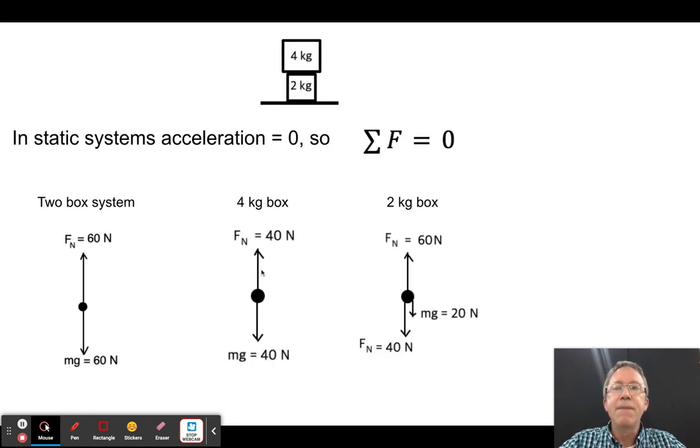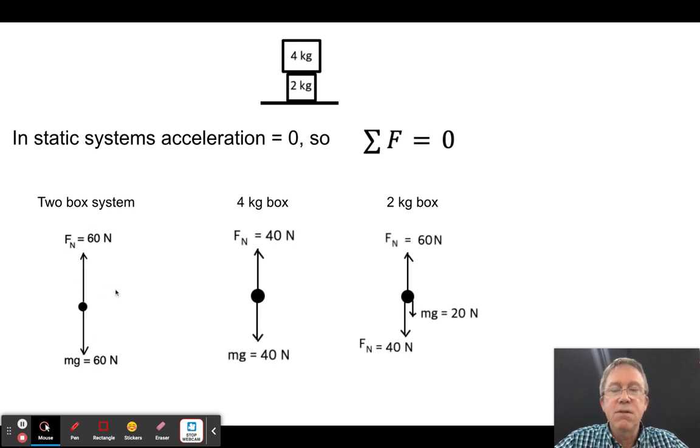So let's just try this here. I have a static situation here where I've got these boxes that are just balancing. What I want to do is draw a free body diagram for the system as a whole and for the individual objects in it. Okay, so let's start with the whole system. It's got a mass of 6 kilograms, so mg is going to be 60. And since I'm told that it's not accelerating, I know that the net upward force is also 60, so the normal force is 60. Done.